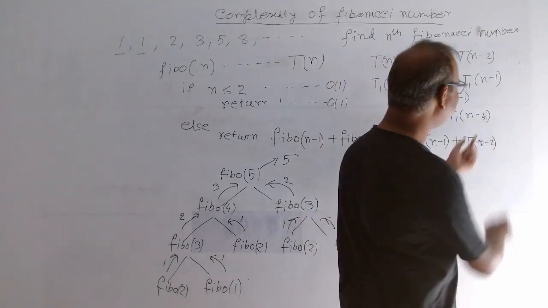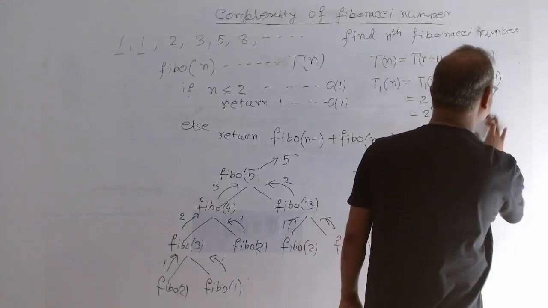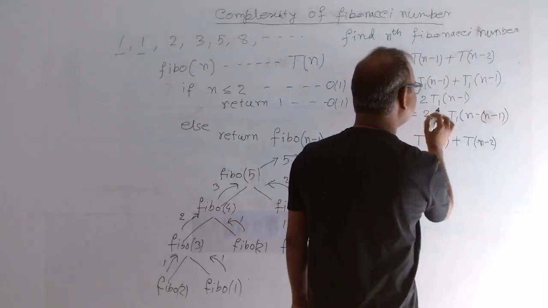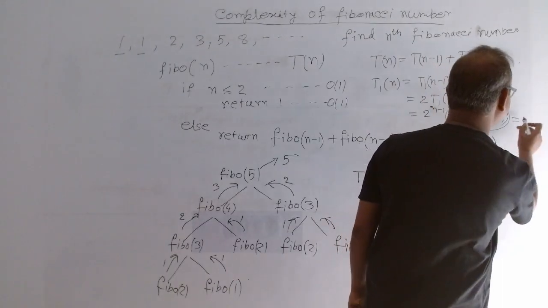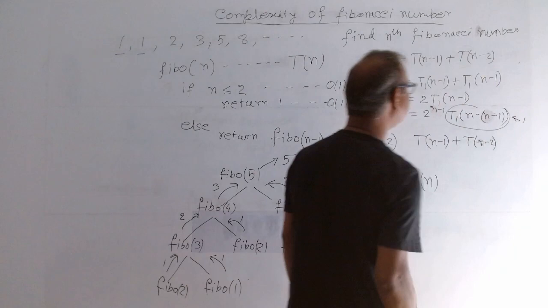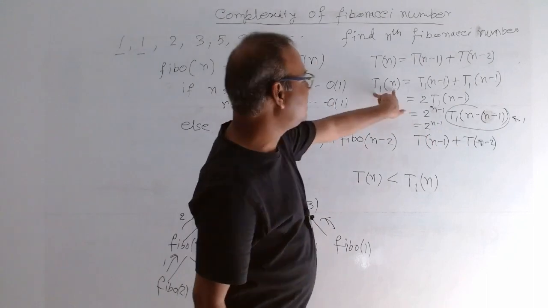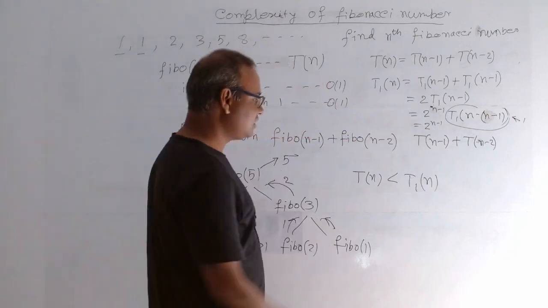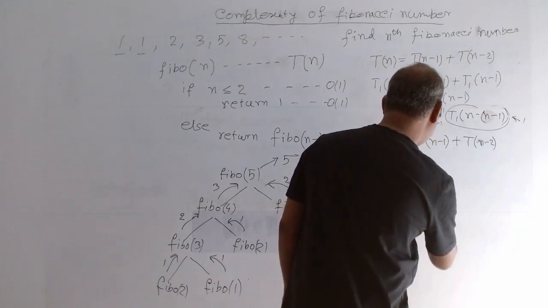So if we write n-1 here, then it will also be n-1, but this value is 1. So it is actually 2 to the power n-1. We can solve T1, and the value of T1 is 2 to the power n-1. So this T(n) is actually less than or equal to 2 to the power n-1.